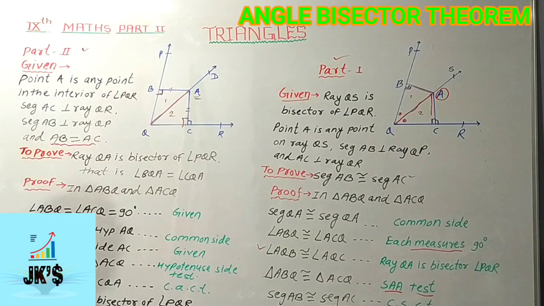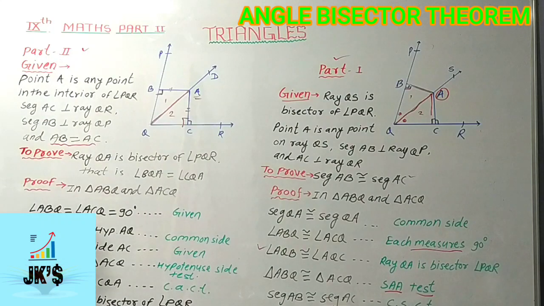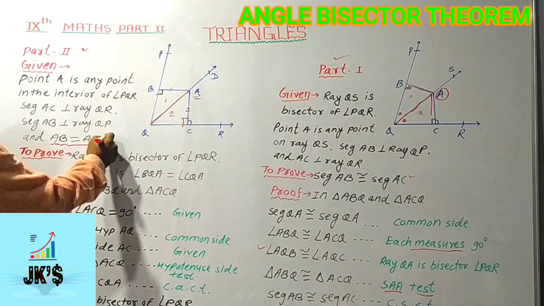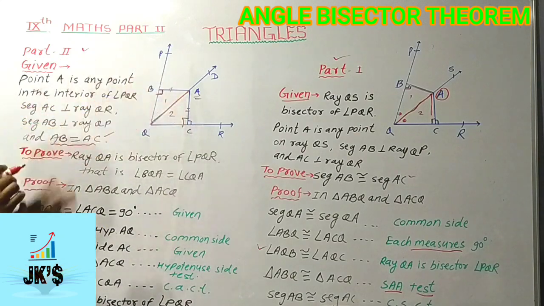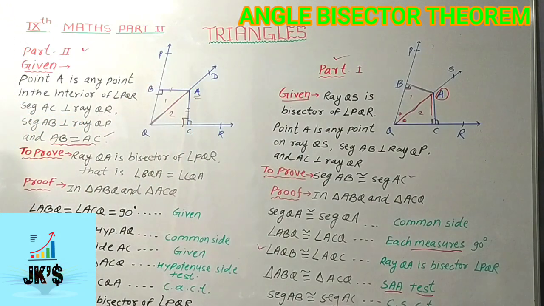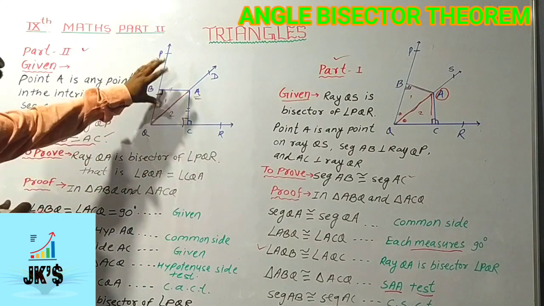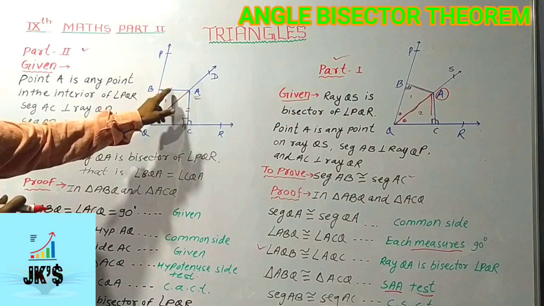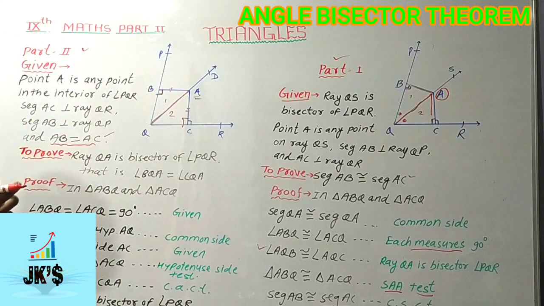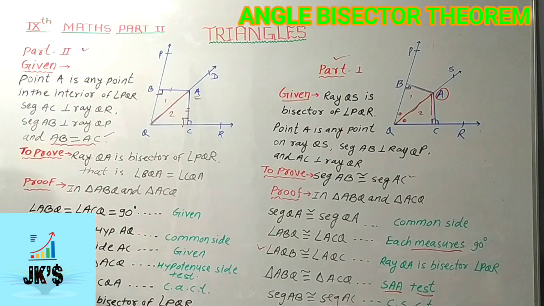Now side AB is congruent to side AC. Why? It is given, because A is at equidistance. Now these two triangles are right angle triangles, and their hypotenuse and one pair of other sides are congruent. Hence these two triangles are congruent by the hypotenuse side test. In two right angle triangles, if the hypotenuse and one pair of corresponding sides are congruent, then both triangles are congruent by the hypotenuse side test.